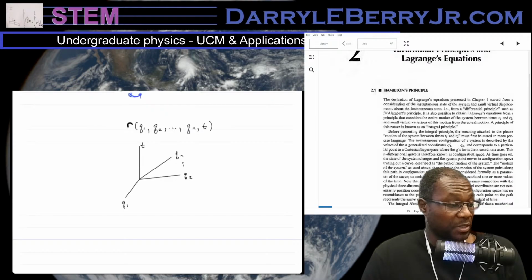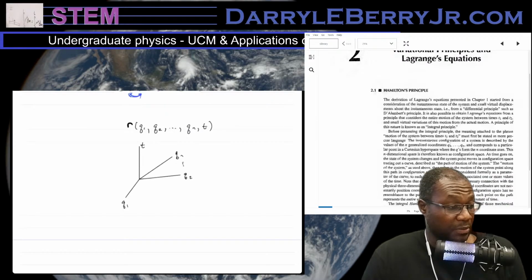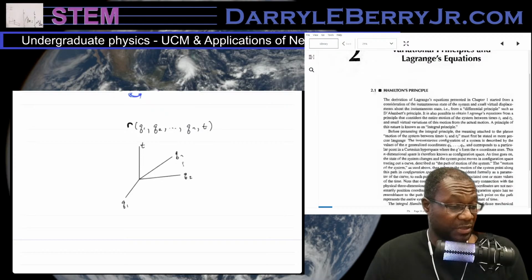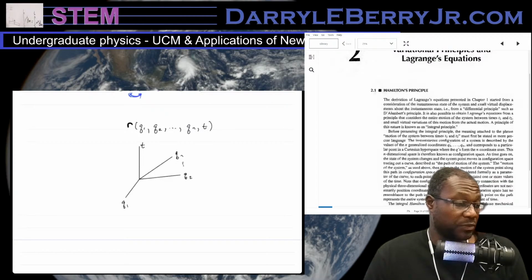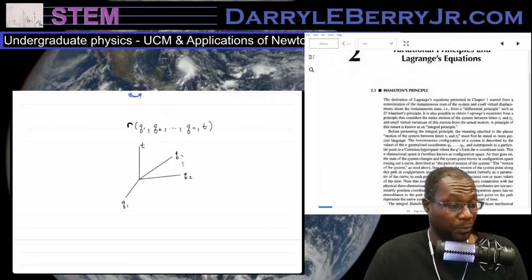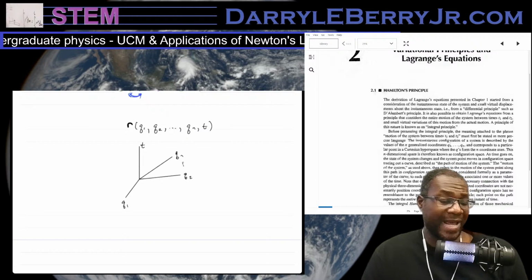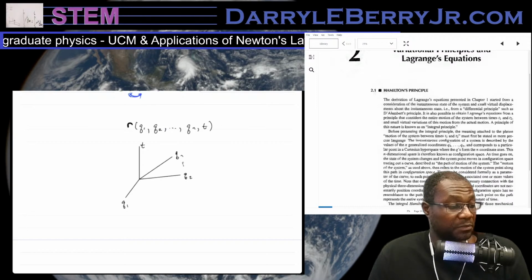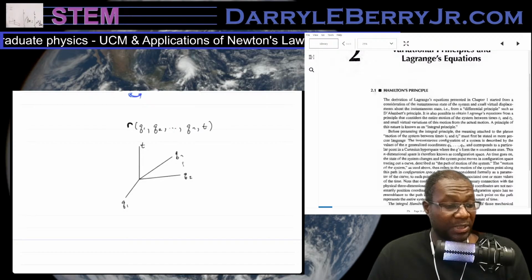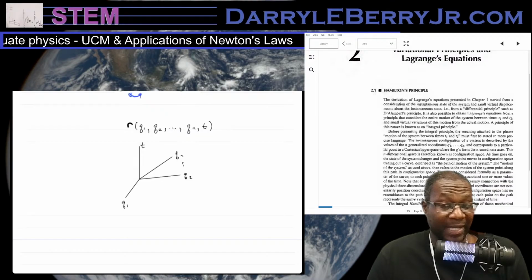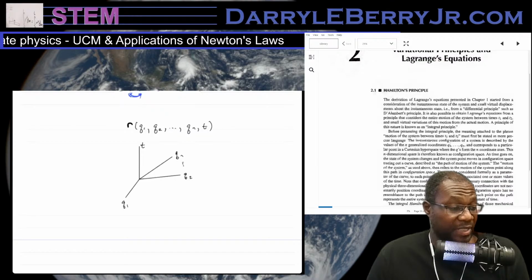This n-dimensional space is therefore known as configuration space. As time goes on, the state of the system changes and the system point moves in configuration space, tracing out a curve described as the path of motion of the system. The motion of the system, as used above, then refers to the motion of the system point along this path in configuration space. So the point at time t moves through the system currently. Time can be considered formally as a parameter of the curve. To each point on the path, there is associated one or more values of time.